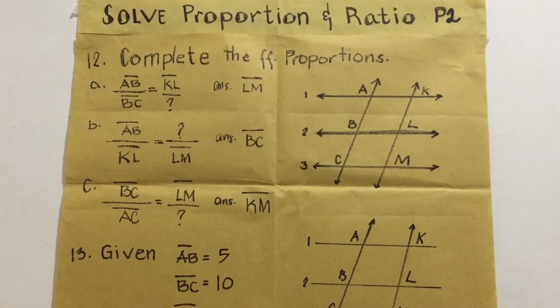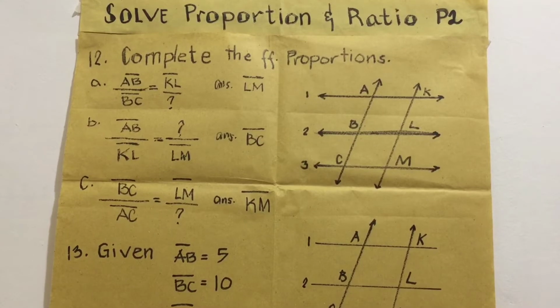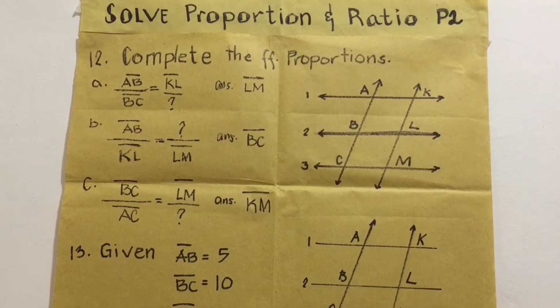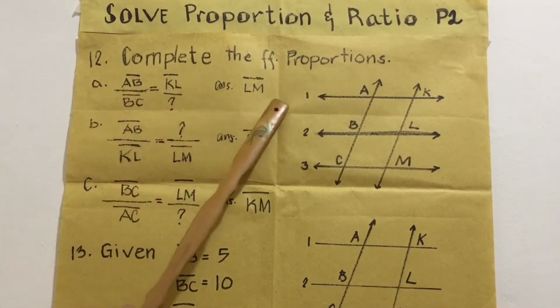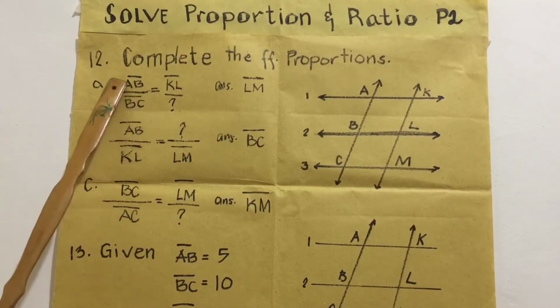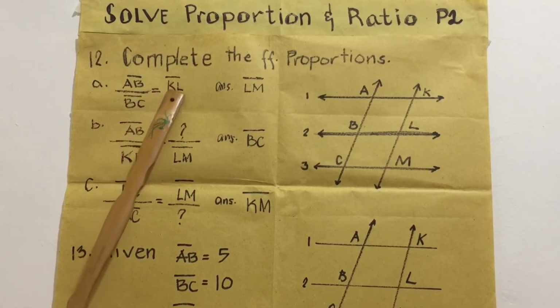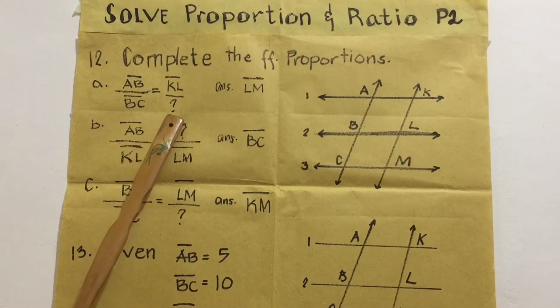Hey everyone, today we're going to solve proportion and ratio part 2. Number 12, complete the following proportions. Our given, letter A, segment AB over segment BC equals segment KL over what is the missing here?